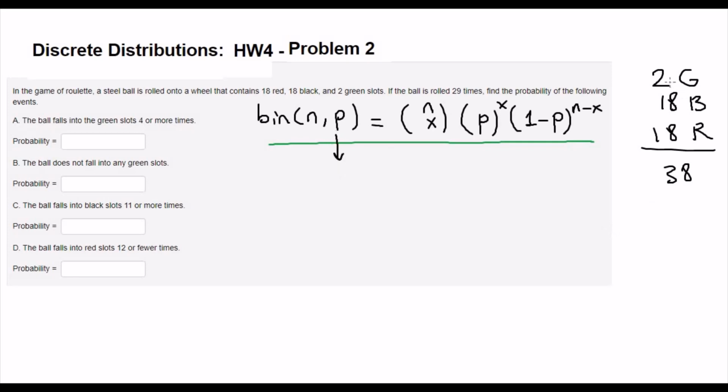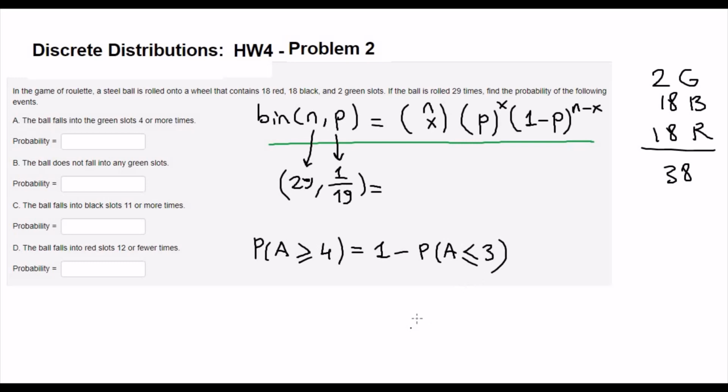So 2 out of 38 is our p, which is 1/19 if you simplify, and our n, the number of trials, is 29. So it is binomial with parameters 29 and 1/19, and here we interpret the ball falling into green slots 4 or more times. Let this event be A. So the probability of A being greater than or equal to 4 is equal to 1 minus the probability that A is less than or equal to 3.